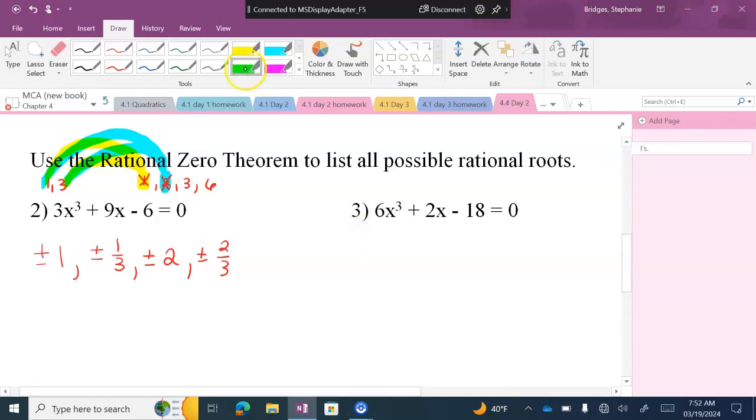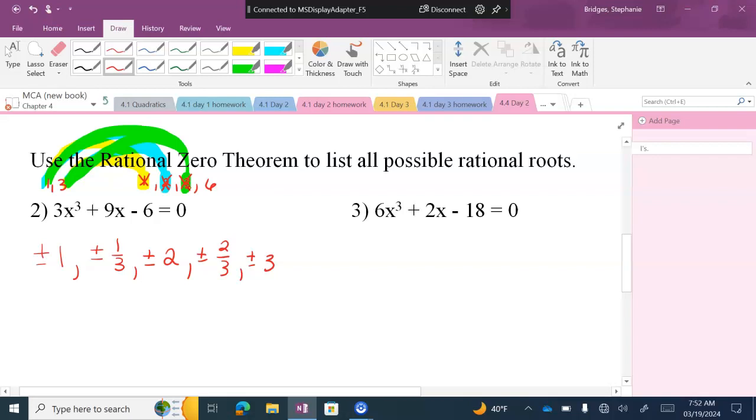All right, then we're going to do the same thing with a 3. We're going to go plus or minus 3 divided by 1, which is just 3. Okay. And then we're going to do plus or minus 3 divided by 3. What does 3 divided by 3 reduce to be? 1. And we already have 1, so we don't have to list it again. You don't need to do 3 divided by 3. It reduces to be 1, which is already on our list. So that means I don't have to list it again, and I'm done with that 3.